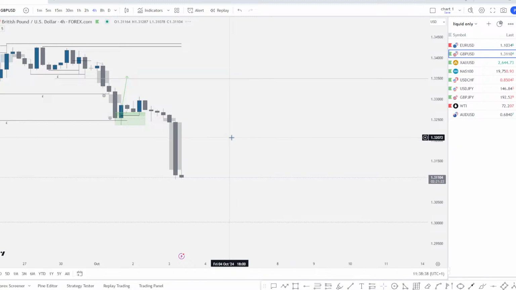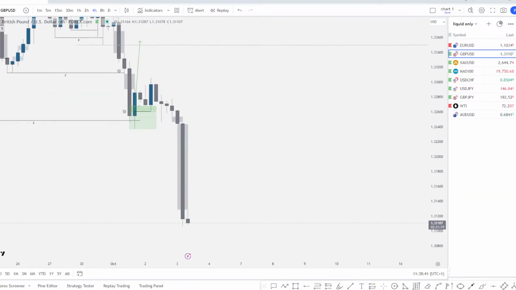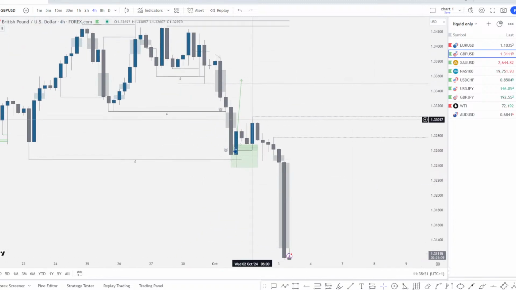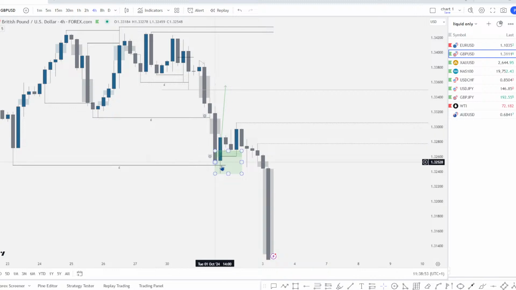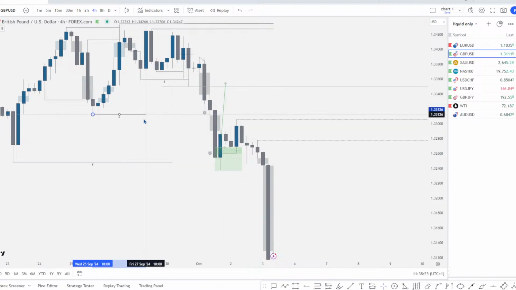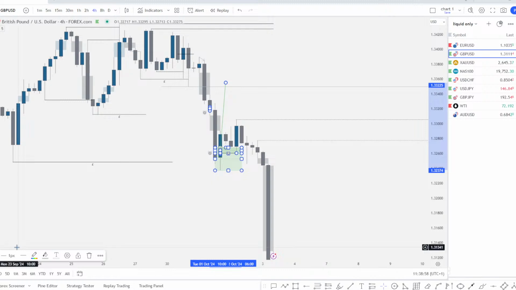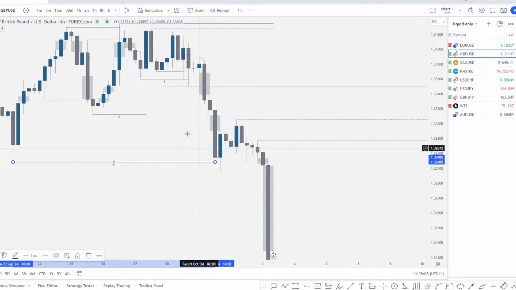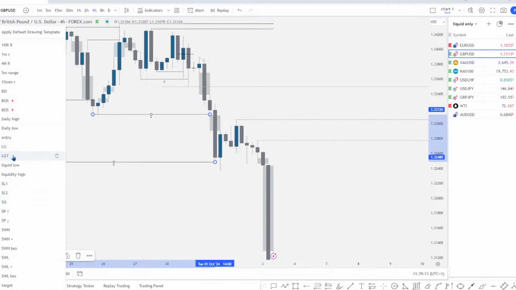Okay, so down to the 4 hour to mark some liquidity. Here and here. Again, these are way off, so probability of sweeping these is low. But we have to keep in mind that there's potential there. I'm just going to put this and this. Just change the visibility on that to, yeah, perfect. Here and here. Change these to LGT.